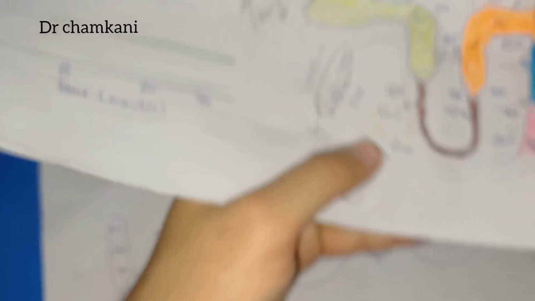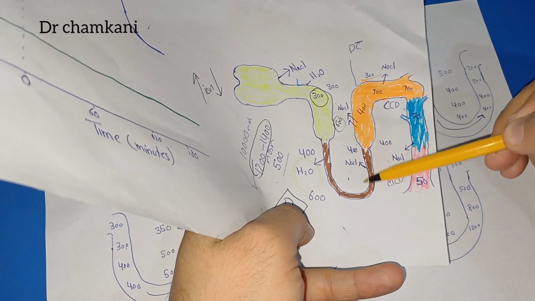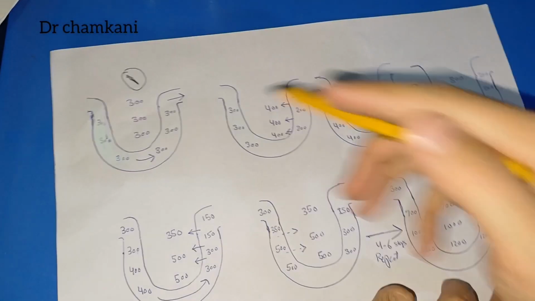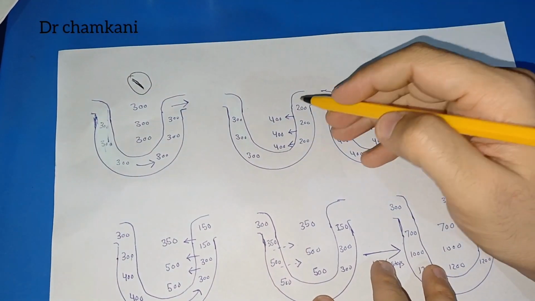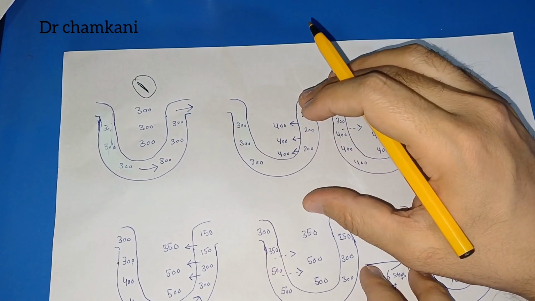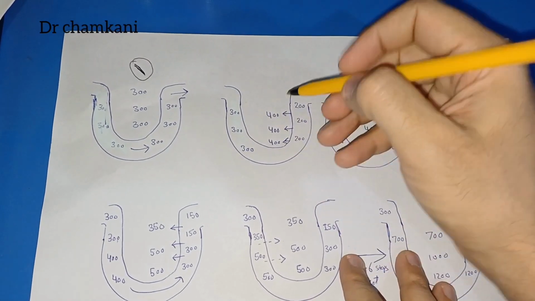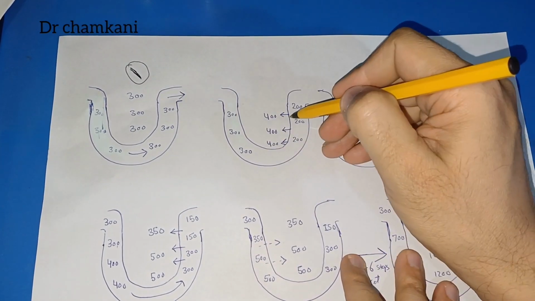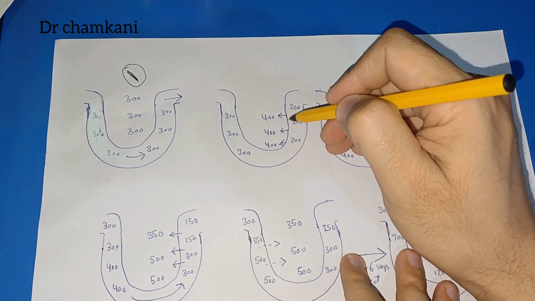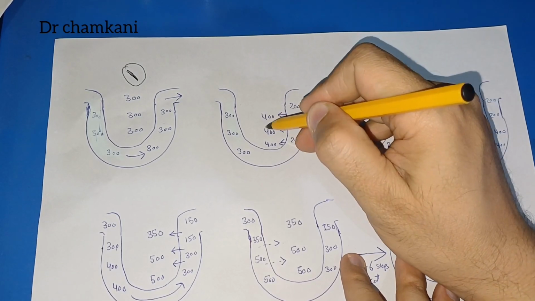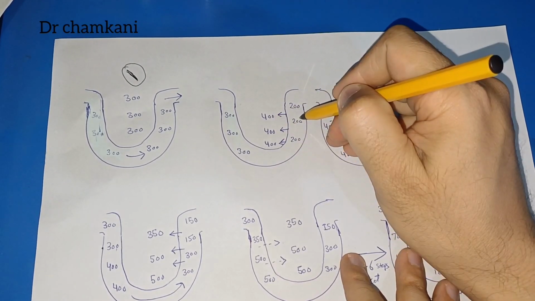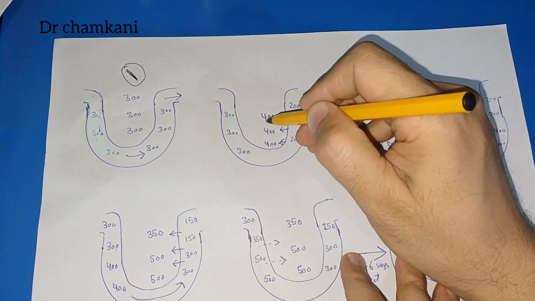As we discussed, this is the waterproof segment. Water cannot move, so only electrolytes are moved out. Now another very important thing which we discussed is that it throws out sufficient electrolytes to make a difference of 200. It has actively transported sufficient electrolytes from this thick segment into the interstitium that the difference between the osmolarity of these two areas is 200.